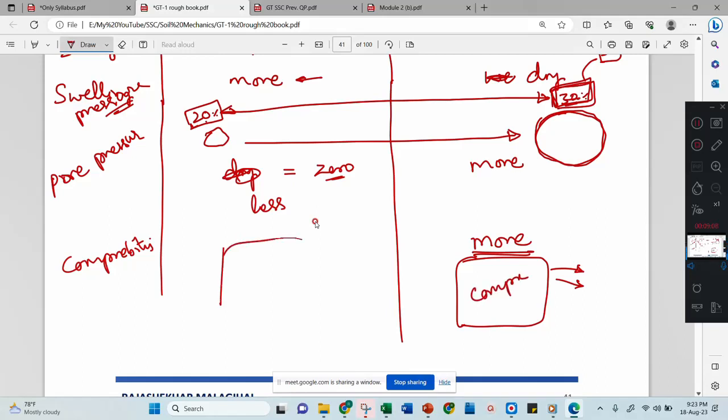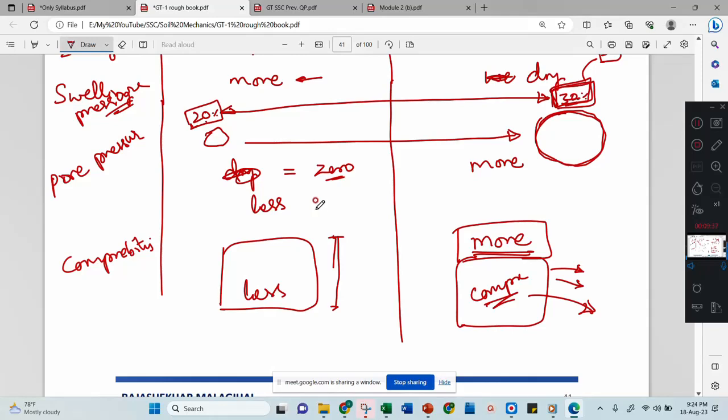Then on the dry side, what has to escape? Okay, even though air can escape and air can compress, the volume will be somewhat the same only, no? Little decrement will be there. But when water comes, then only you can see a large amount of volume reduction. Therefore, dry of the optimum you will have less compressibility, and wet of the optimum you will have more compressibility. Then can you tell me the shear strength?